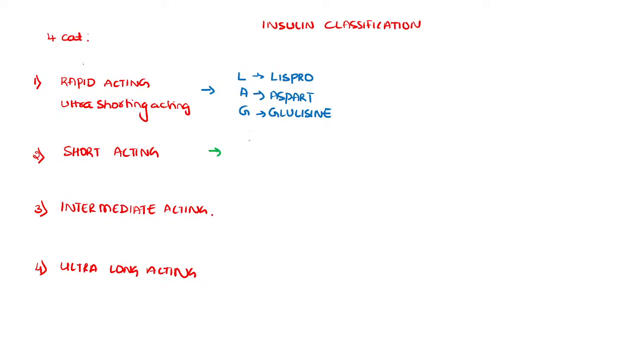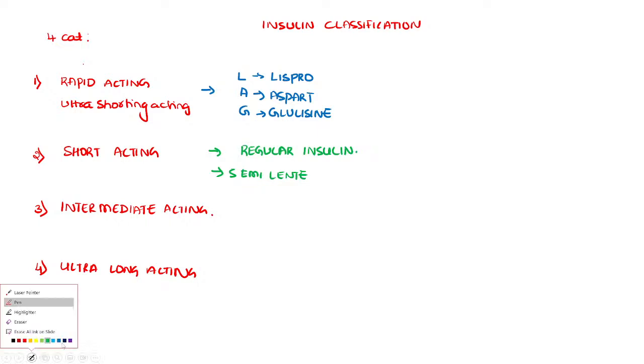Here you have regular insulin as well as the semi-lente insulin preparations. Under intermediate acting you have neutral protamine hagedorn as well as the lente.